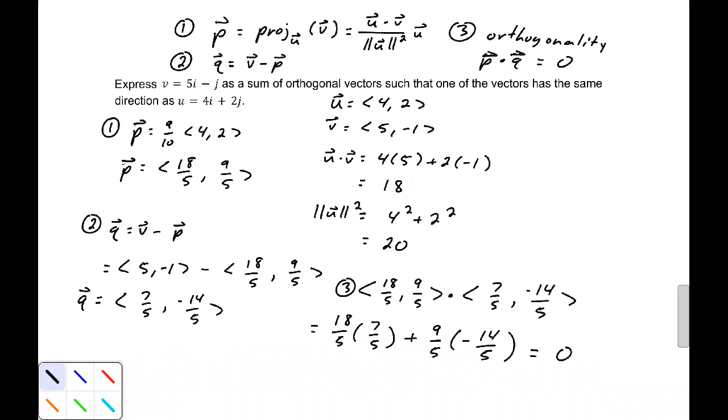So the answer to this question is vector v equals the sum of two orthogonal vectors. Vector v equals the vector 18 over 5, comma 9 over 5, plus the vector 7 over 5, comma negative 14 over 5.